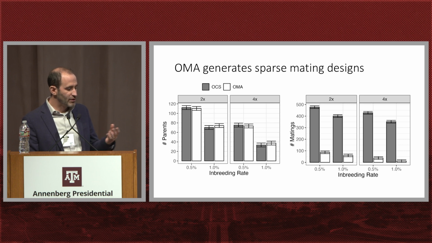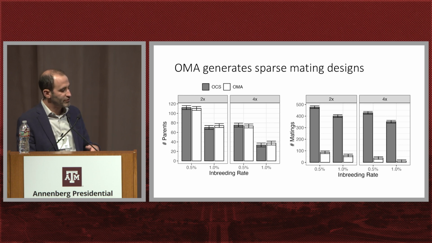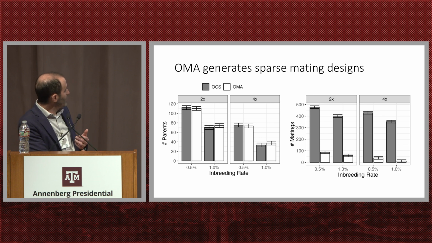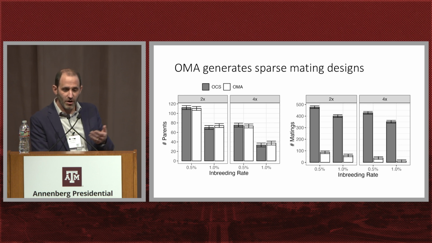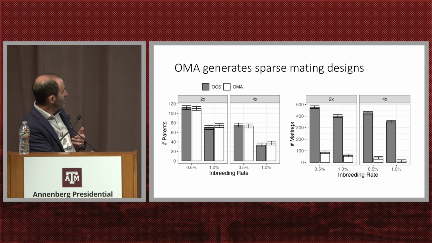Okay, how did the OMA compare with the OCS, the mate allocation with the parental selection, in terms of the complexity of the mating design? That's what this attempts to show. The left side is showing the number of parents. This is diploid, this is tetraploid. We've got our two inbreeding rates here, and here's the number of parents. From the kind of calculation we talked about a moment ago, what's the effective population size? At a 0.5% inbreeding rate, it's around 100 for a diploid, and more like 50 for a tetraploid. That's similar to the numbers that we observe. The gray is the OCS and the white is the OMA. No real difference in terms of number of parents.